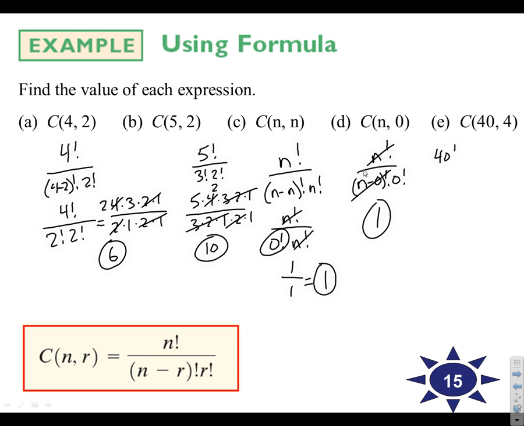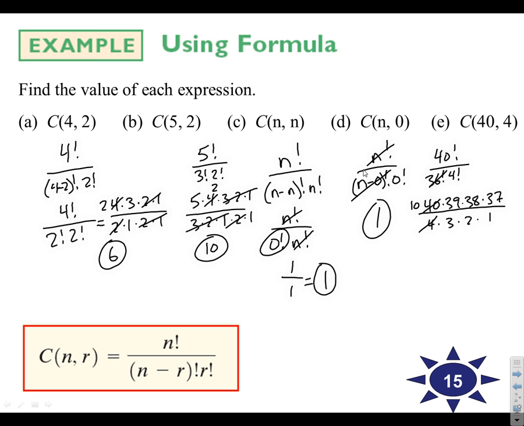And last one, C(40,4). We'll have 40 factorial over 36 factorial, 4 factorial. So we've got 40, 39, 38, 37. Once we hit 36, we're going to cancel. Over 4, 3, 2, and 1. And what you're going to want to do here is see if you can reduce anything possible. So that would be a 10.